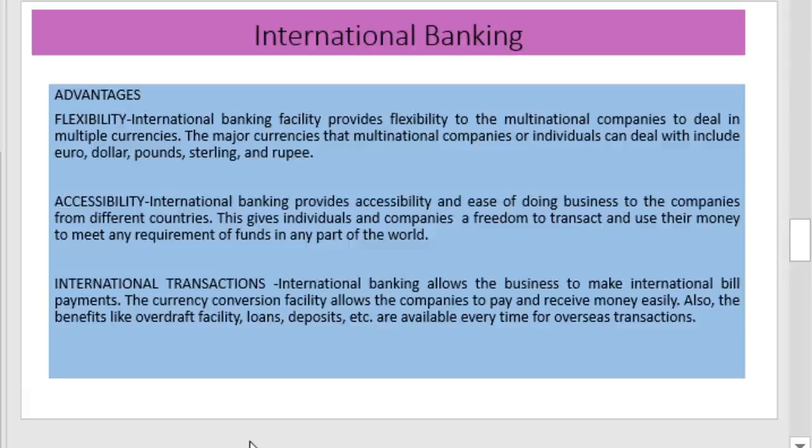Then the advantages of international banking are: first one, flexibility. That is, the international banking facility provides flexibility to multinational companies to deal in multiple currencies. Second one, accessibility. International banking provides accessibility and ease of doing business to companies from different countries. That is, they can easily do their business if they have an international banking account. Then smooth international transactions. That is, international banking allows businesses to make international bill payments smoothly and transparently, as well as in a speedier manner.